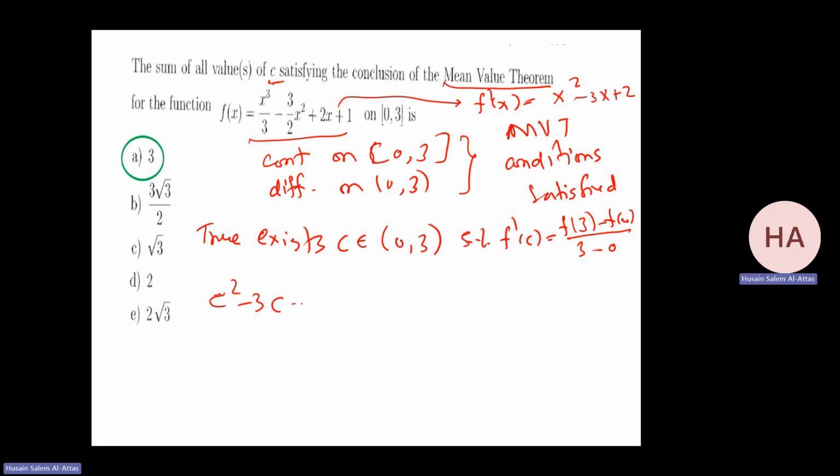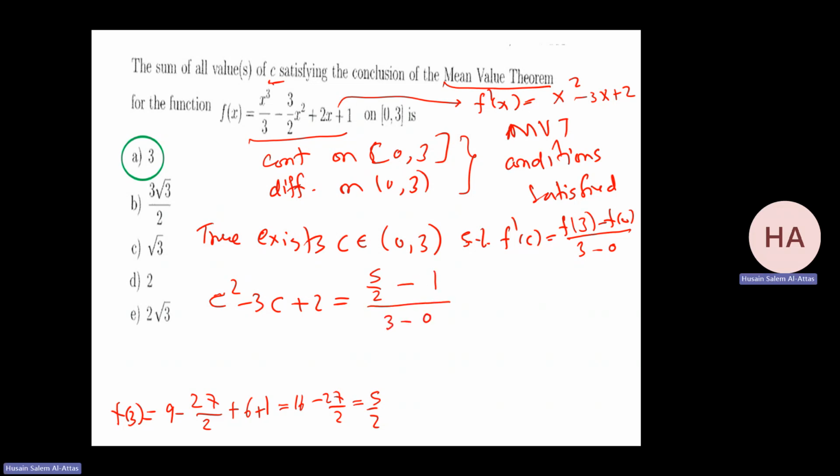So I have c squared minus 3c plus 2 equals that quotient. What is f of 3? Let me check f of 3 here, because it needs calculation. F of 3 will be 27 over 3, that is 9, minus 3 times 9 over 2, which is 27 over 2, plus 6 plus 1. So I have 9 plus 6 plus 1, that is 16. 16 minus 27 over 2 is 32 minus 27, which is 5 over 2. So that will be 5 over 2 minus 1 over 3 minus 0.